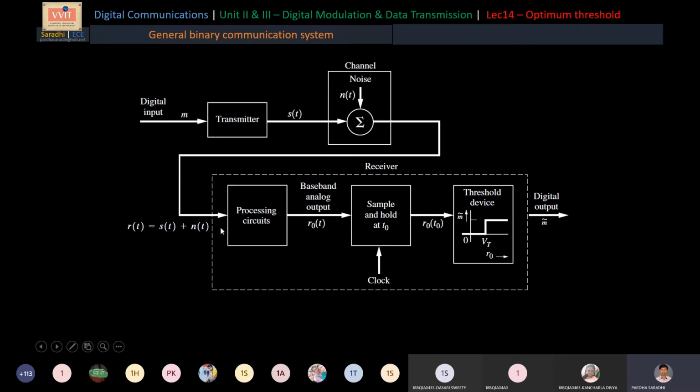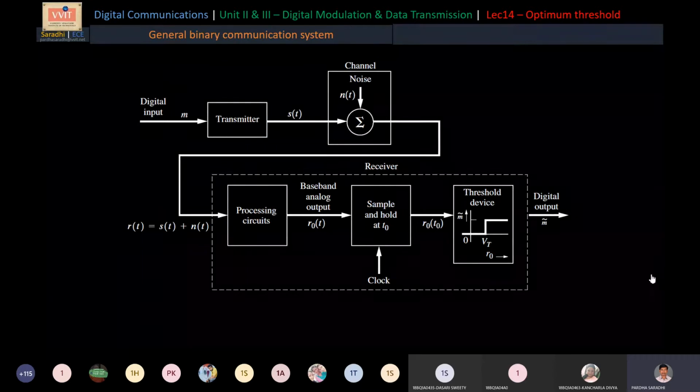And on the receiver side, we'll be having several blocks. And finally, this is called matched filter. Matched filter output is denoted as R naught of T, and it is sampled at a suitable instant of time, and the sampled value is denoted as R naught T naught, or simply R naught. That R naught is compared with some threshold Vt. If R naught is less than Vt, then the decision will be in favor of 0. If R naught is greater than Vt, then the decision will be in favor of bit value 1. That is what we have seen, right?